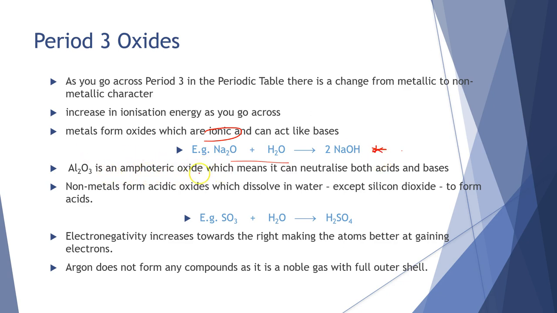Aluminium oxide is amphoteric, which means it can react with both acids and bases. And then our non-metals react with water to form acids. They are acidic oxides. Okay? Except for silicon dioxide, which forms a large molecular compound, quartz. Okay, so silica. So as electronegativity increases towards the right, making the atoms better at gaining electrons, this means that we're forming covalent compounds that then react with water. Okay, argon doesn't form any compounds, it's a noble gas.